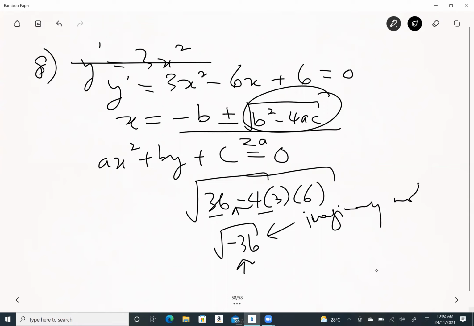So you cannot find a real value. So what do you do?